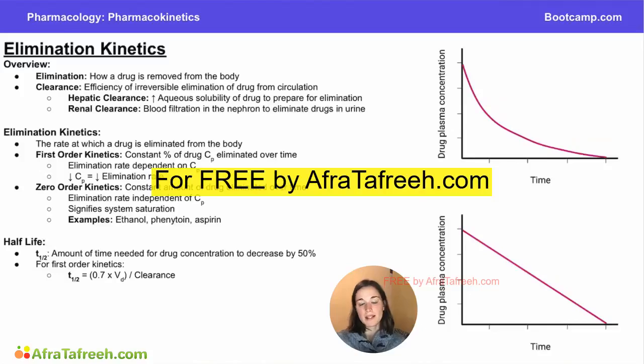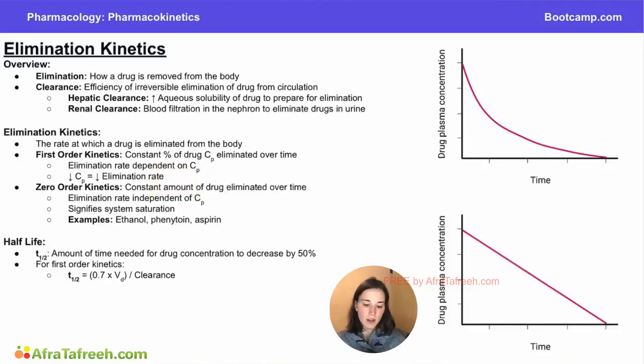In this video, we'll be discussing elimination kinetics. In the last video, we talked about elimination, which is the process by which a drug is removed from the body. And we talked about clearance, which describes the efficiency of how this elimination occurs. We talked about hepatic clearance, which decreases the functional concentration of the drug by metabolizing it into more aqueously soluble metabolites, and we talked about renal clearance, which filters the drug or its metabolites into the urine to remove it from the body.